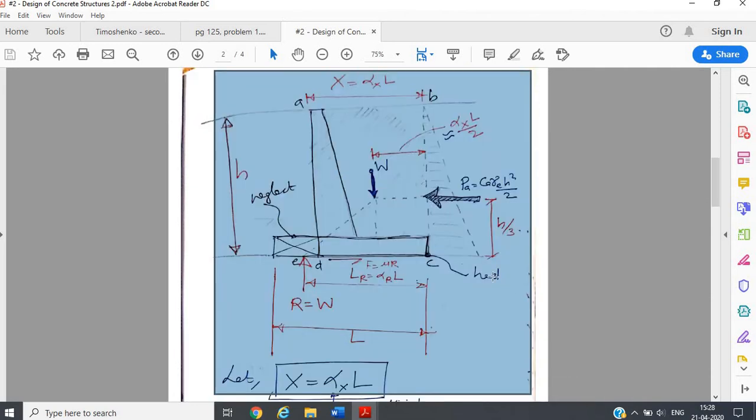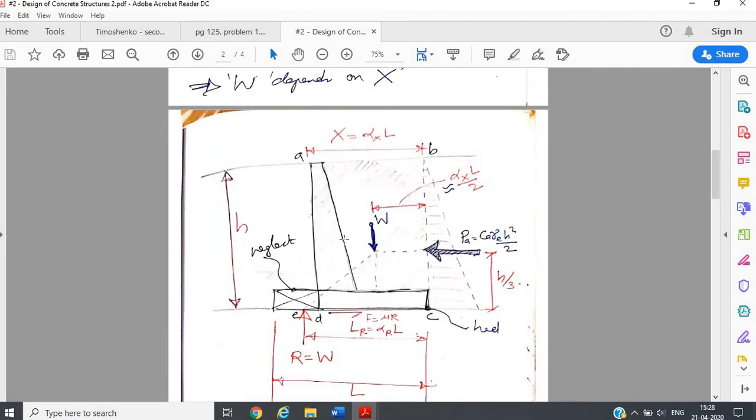For that derivation, there are certain things we'll consider. First of all, it's an approximate derivation. The weight of retaining wall towards the top portion, which is actually also contributing to W, or the total weight of the retaining wall plus soil, we will neglect. In this particular derivation we will neglect that.